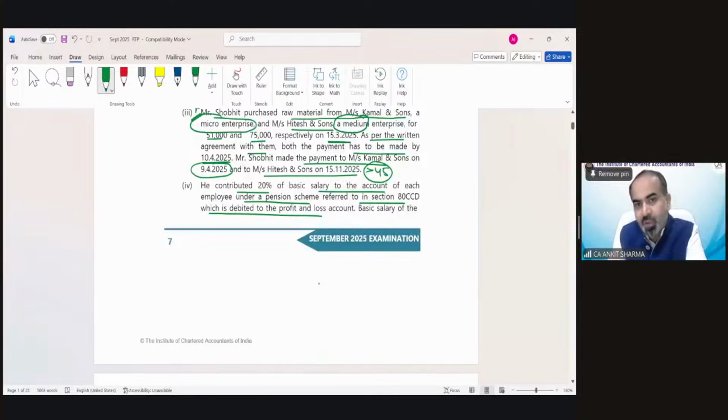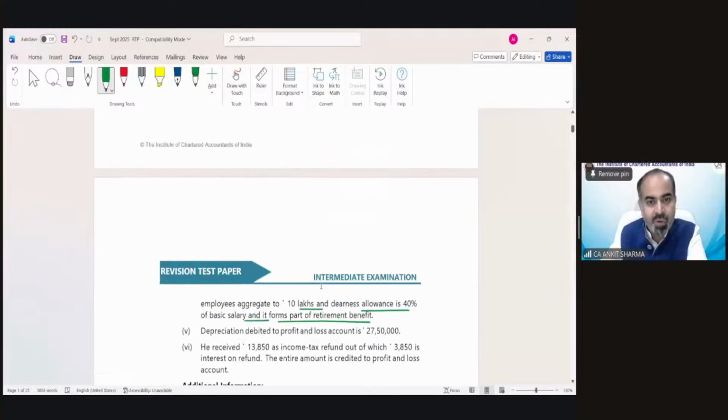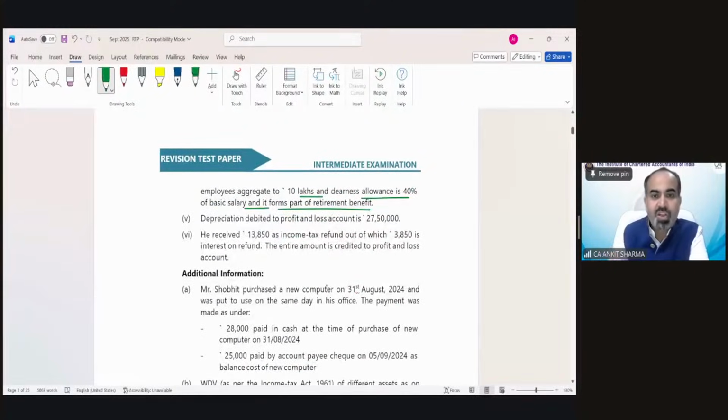So only important points we are going to discuss. This is for yourself. The answer has been given, so you can find it out. Depreciation debited to profit and loss account is 27 lakh 50,000. This is the depreciation as per accounting provision, and we need to add it back. Clear?